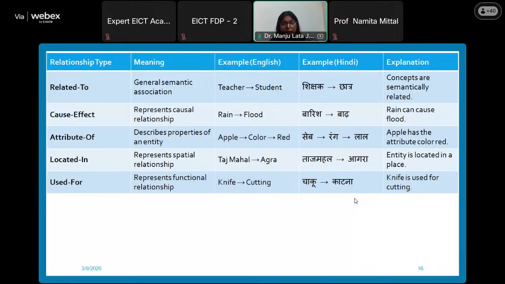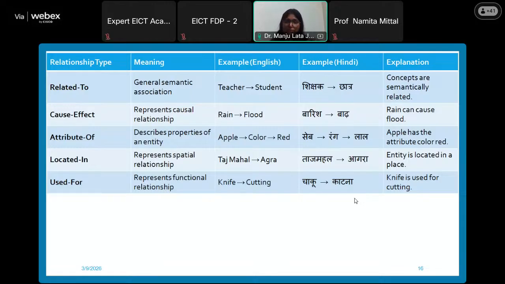Cause effect. Baarish ke baad baadh aayegi. So baarish and baadh share a cause and effect relationship. Baadh ko bina baarish ke nahi dekha ja sakta. We cannot visualize it, so baadh is always caused by the baarish. Attribute of: for example, an apple is a fruit, and its color, red, is an attribute. If it is sweet in taste, this is also an attribute. So attribute of is also a semantic relationship. Located in: Taj Mahal is located in Agra. Used for: a knife is used for cutting.